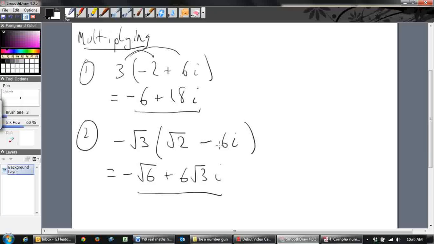So that's just an introduction to complex numbers: how to write them out, how to find real and imaginary parts, what to do when they're equal, how to add, how to subtract, and how to multiply.